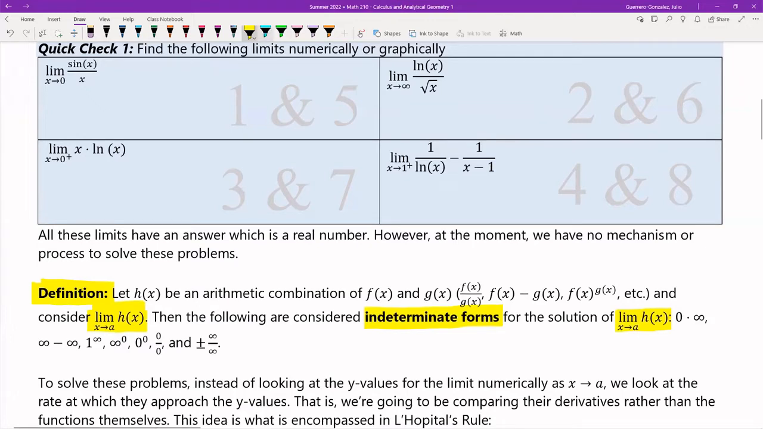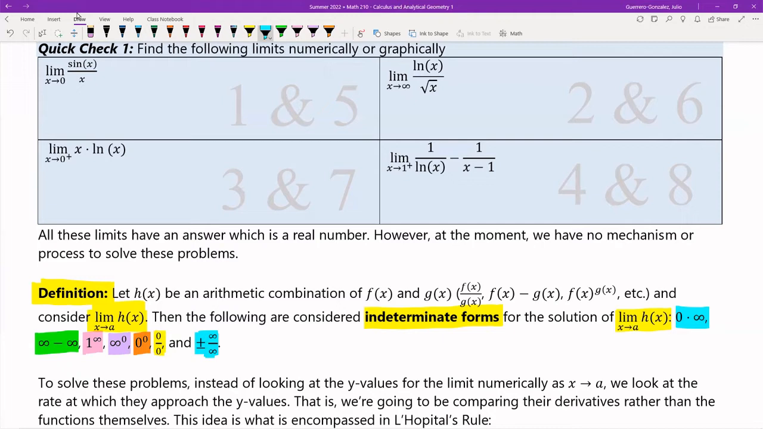The following forms are considered indeterminate forms of the solution of this. Let me do it in another color here. 0 times infinity, infinity minus infinity, 1 to infinity, infinity to the 0 power, 0 to the 0 power. I'm running out of colors here. 0 divided by 0, and infinity divided by infinity, either the plus or the minus of it. So all of these are considered indeterminate forms.